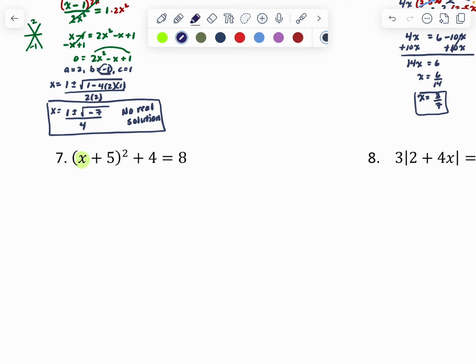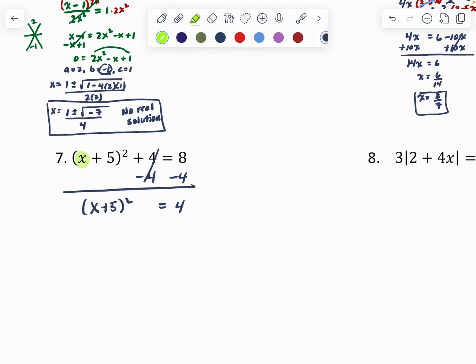So the first thing I can move away is this plus 4. Let's try that again. I want to move away this plus 4 by subtracting 4 from both sides. So it's going to give me x plus 5 squared equals 8 minus 4 is 4, okay? Always ask yourself, what are you solving for? I'm solving for x, okay?